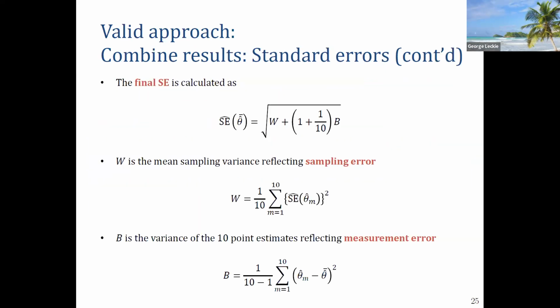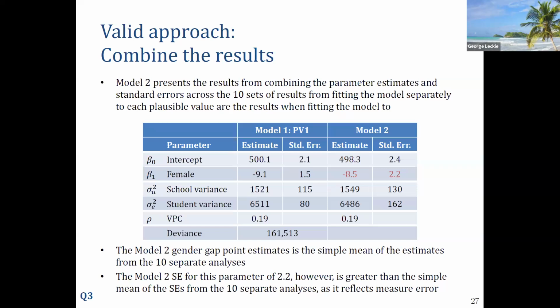And here, model 2, where we combine results, these are the correct ones: unbiased point estimates and unbiased standard errors, ones which respect the measurement error on top of the sampling variability.